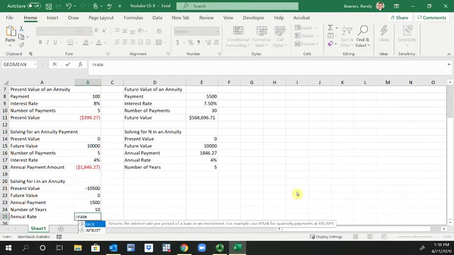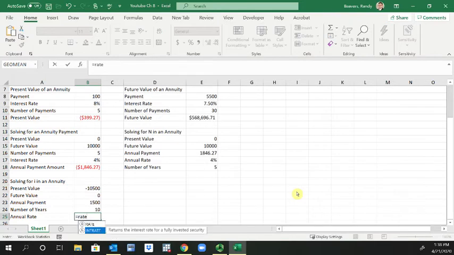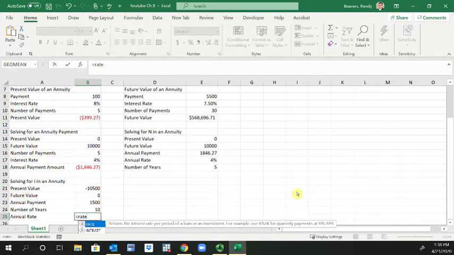So to do this, it's going to be the RATE function. Notice it's a little bit different than the INTRATE function. The interest rate's for a fully invested security. The RATE is the interest rate per period of a loan or investment. So we'll use this one.